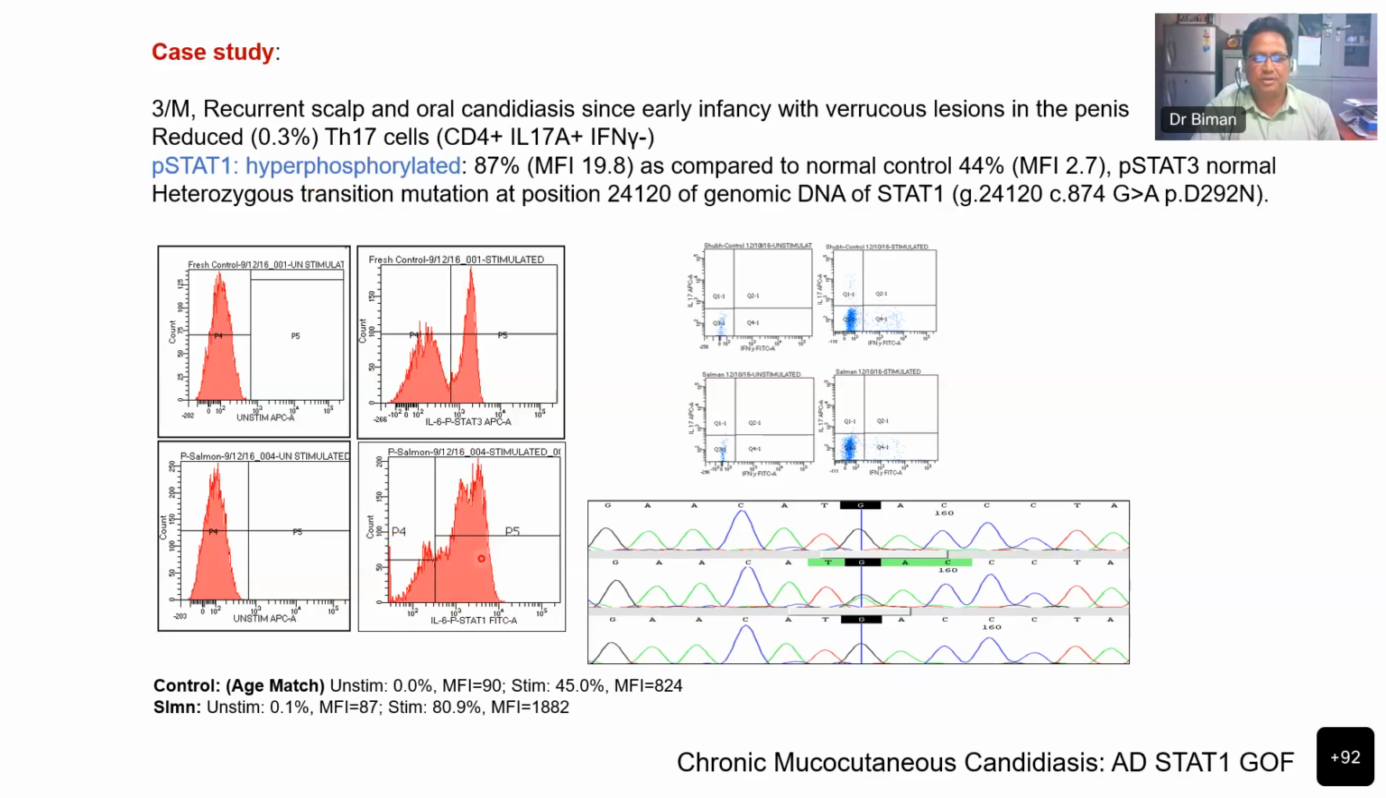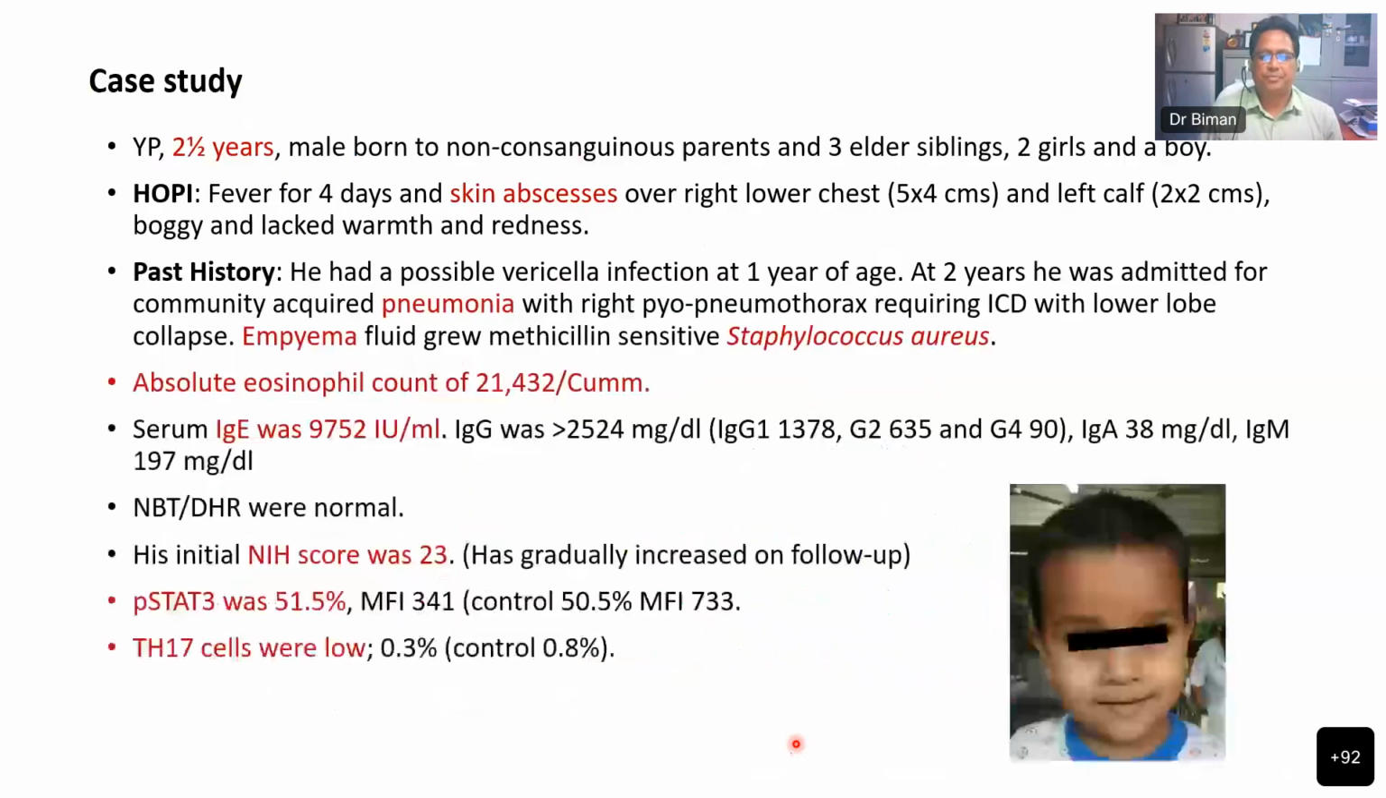So in this patient, the gain of function mutation in the STAT1 leads to chronic mucocutaneous candidiasis. Okay, again, this patient presented with a lot of mucocutaneous candidiasis. So this was a patient of CMC because of a defect in the STAT1 gene, which is a gain of function mutation.